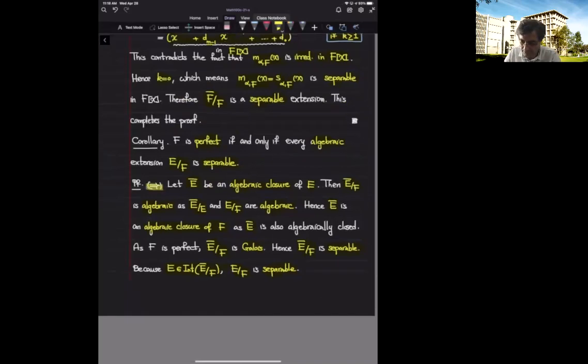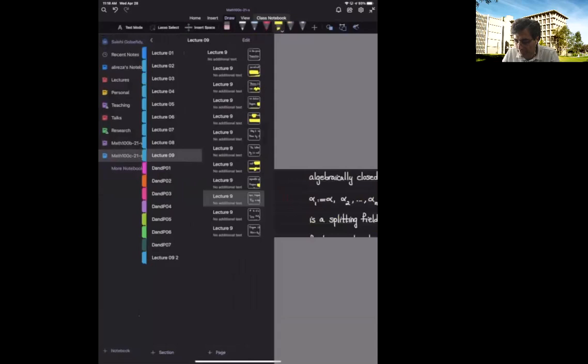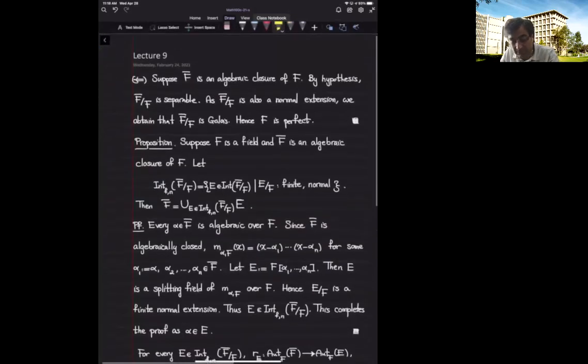The other way is immediate, because we are assuming that every algebraic extension is separable. Now I'm going to take an algebraic closure of the base field. That gives us an algebraic extension. By hypothesis, this extension is separable. This extension is already proved to be a normal extension. So therefore, this is Galois. We proved that F bar over F is Galois if and only if F is perfect. That completes the proof.